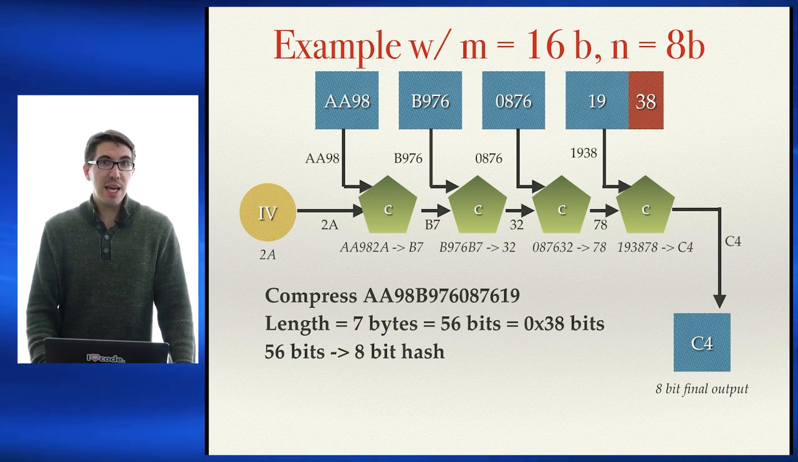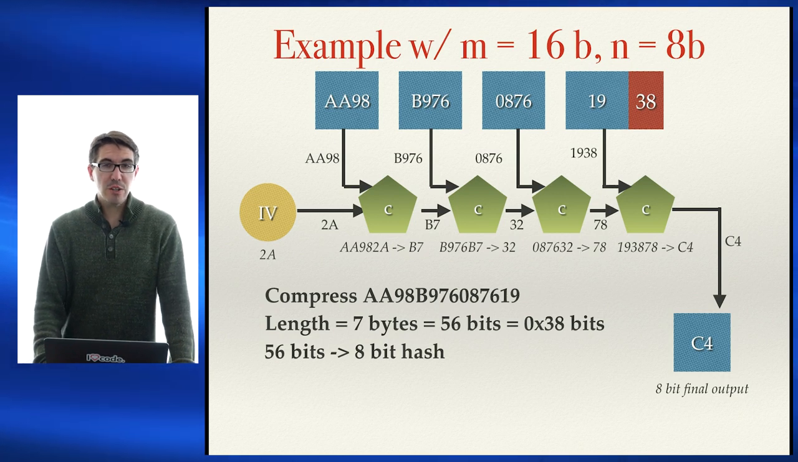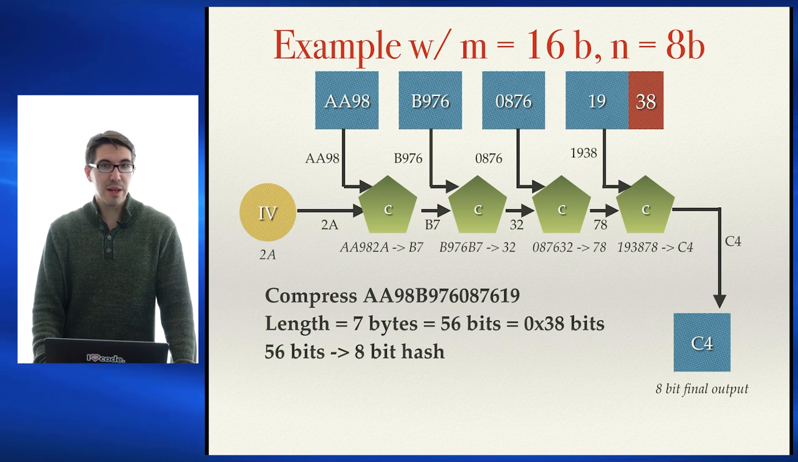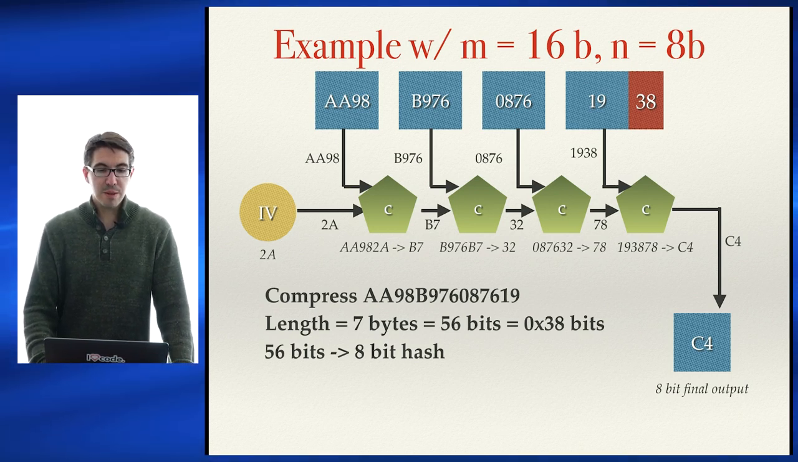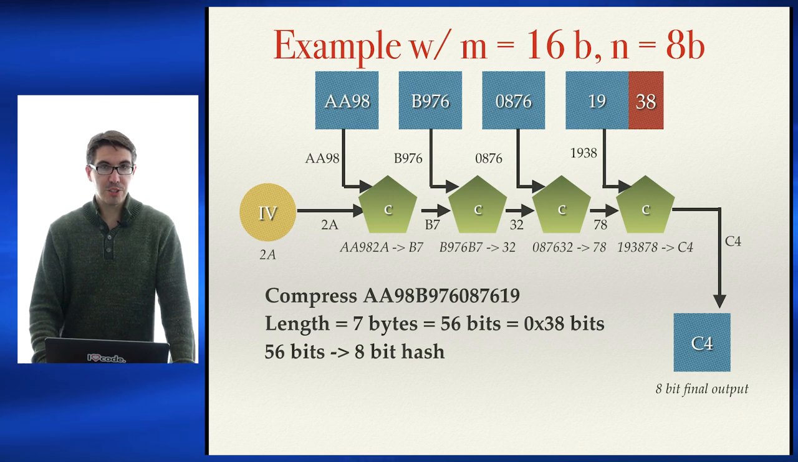What you're going to see in most hash functions is that this strengthening is going to pad it with zeros, but it's arbitrary as long as it's defined what data goes there. So here we have 1938 passed in with 78 to get our final result of C4. So we have 56 bits, but the output was an 8-bit hash.